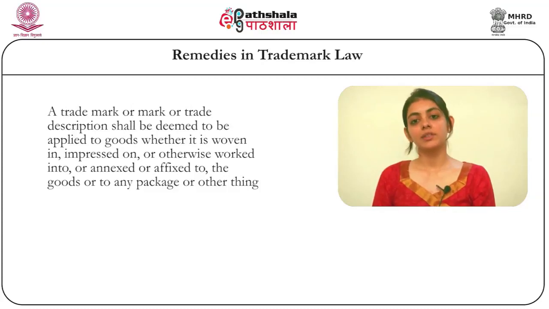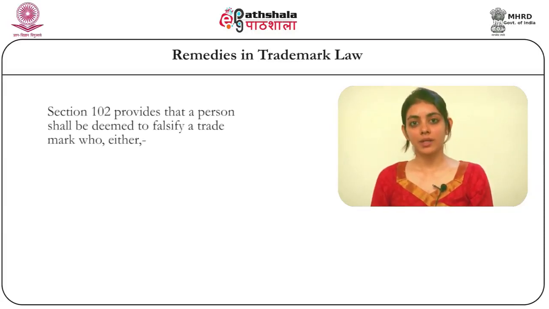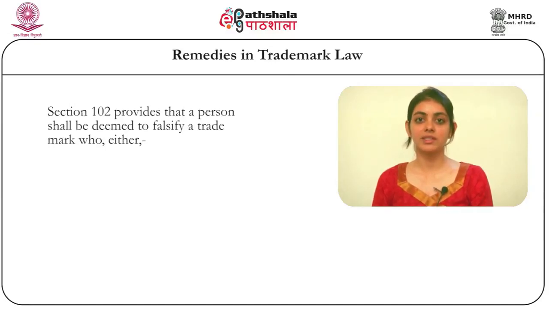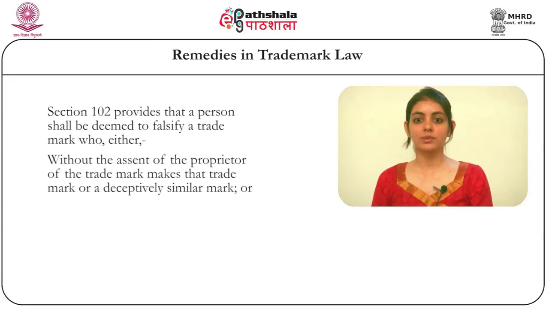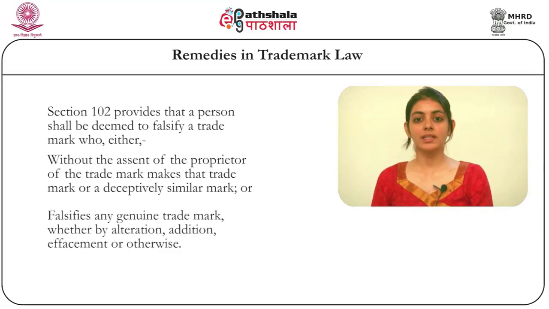The second meaning that we need to understand is falsification of a trademark. Under section 102 of the Trademarks Act, it is described when a person is deemed to falsify a trademark, and this includes when a person without the assent of the proprietor of the trademark makes the trademark or a deceptively similar mark. Secondly, when a person falsifies any genuine trademark by altering it, adding or otherwise.